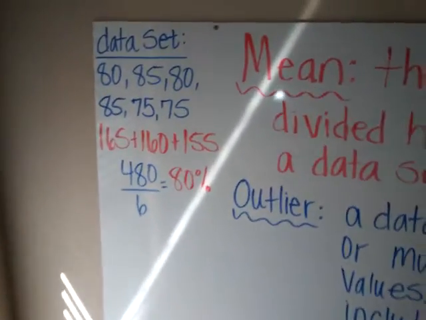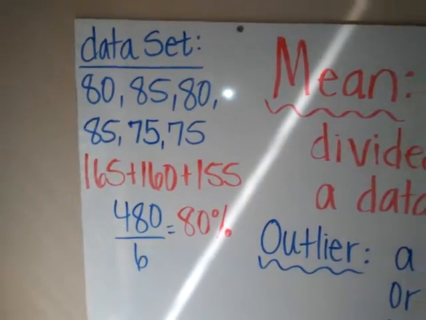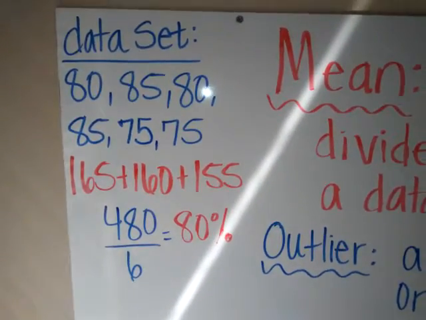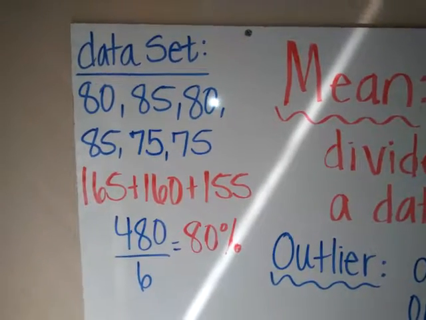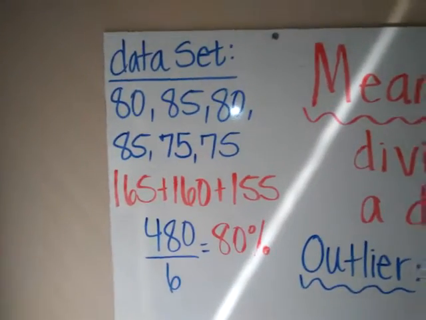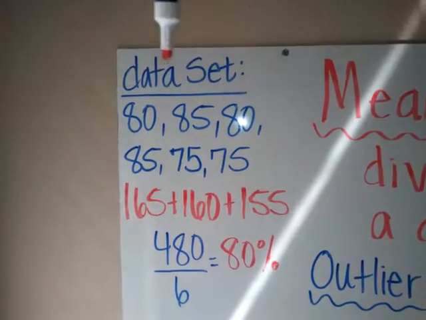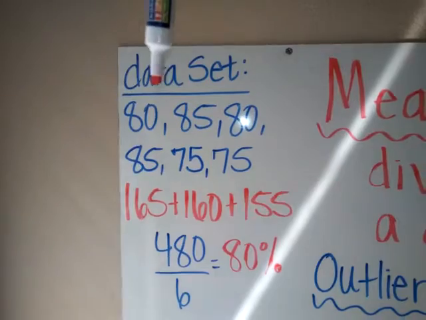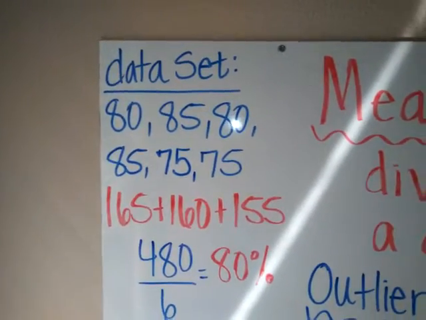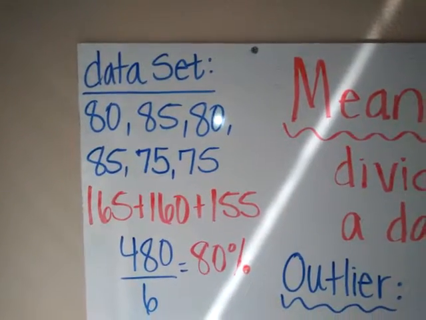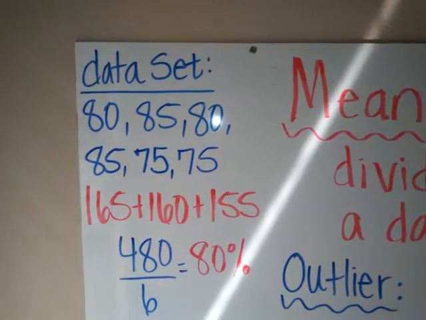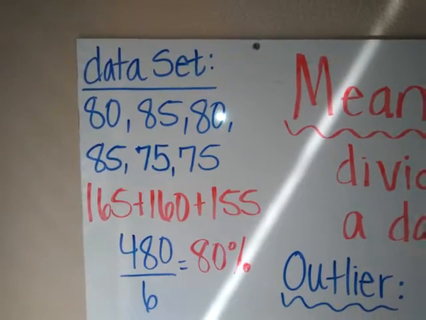All right, so I have a data set here displayed. I've already found the mean for it, but I just want to go over it really quick. So in this data set, a person has taken 6 tests. Within the 6 tests, they've scored these averages: an 80, an 85, an 80%, another 85%, a 75%, and finally another 75%. So that's a total of 6 tests, and we scored those averages.